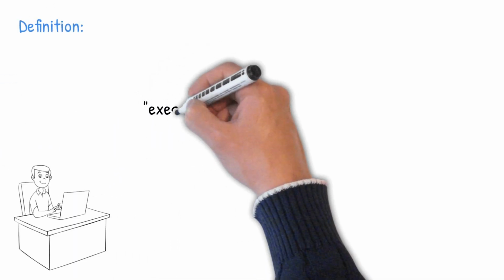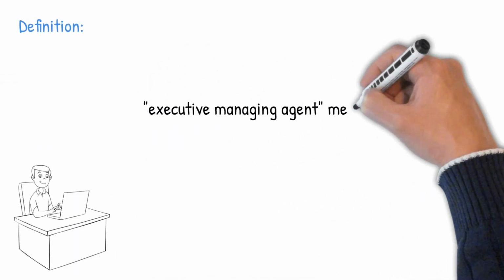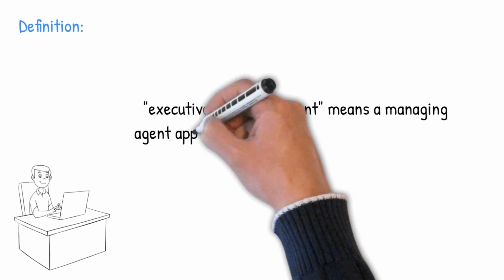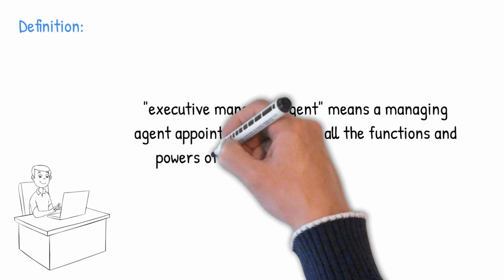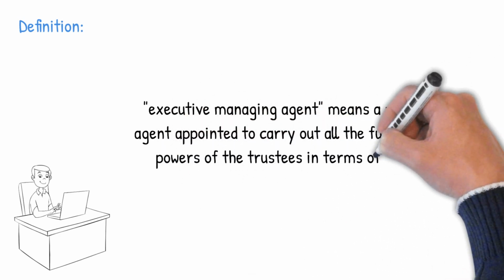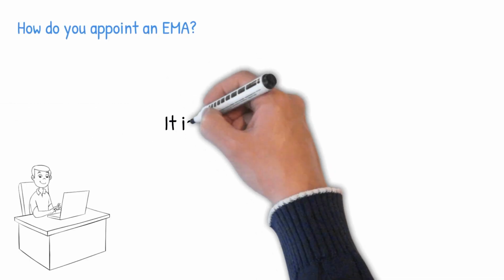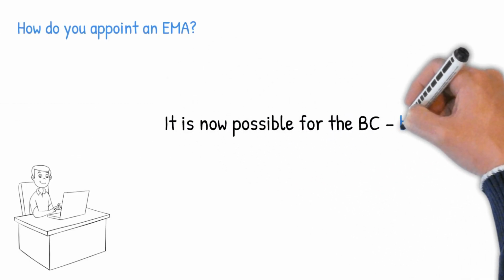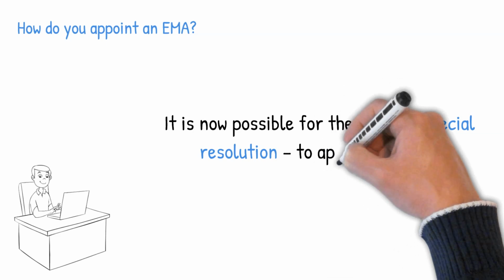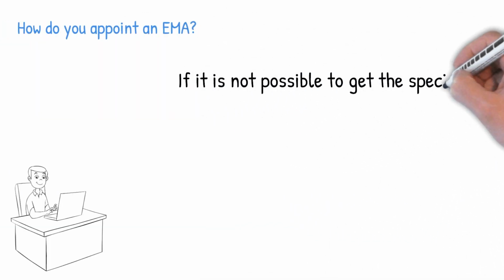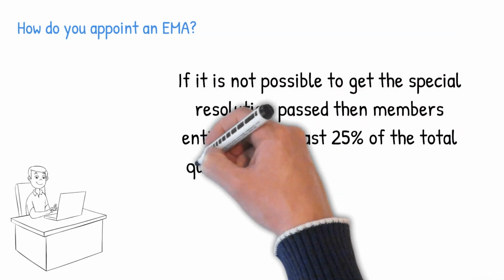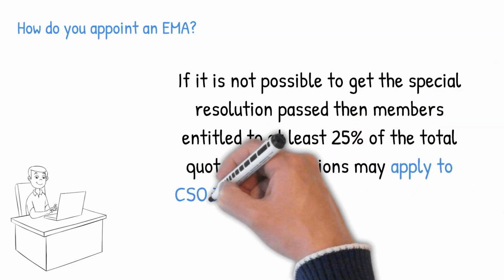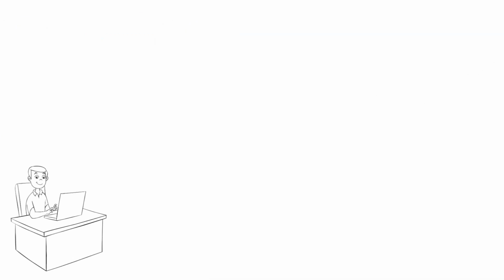The Sectional Title Schemes Management Act, Prescribed Management Rule 2G states the definition: an Executive Managing Agent is a managing agent appointed to carry out all the functions and powers of the trustees, in terms of Rule 28. It is now possible for the body corporate to appoint an executive managing agent by passing a special resolution. If it is not possible to get the special resolution passed, then members entitled to at least 25% of the total quotas of all sections may apply to CSOS for the appointment of an executive managing agent.